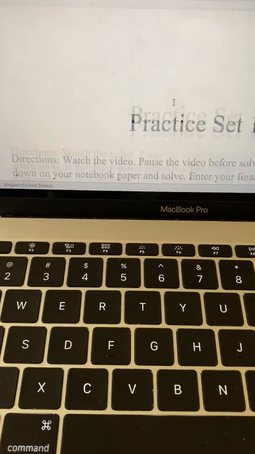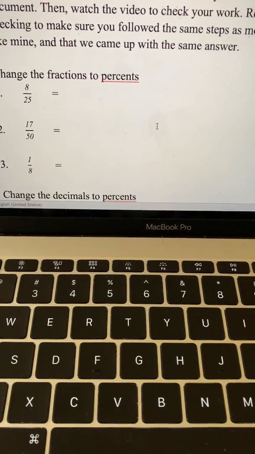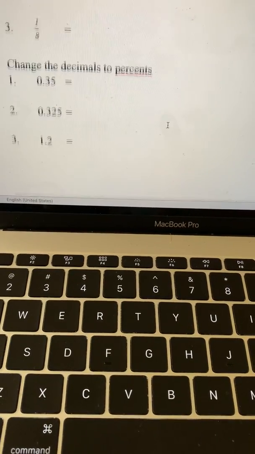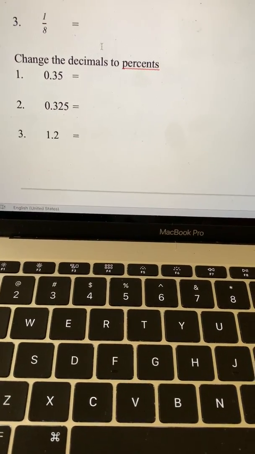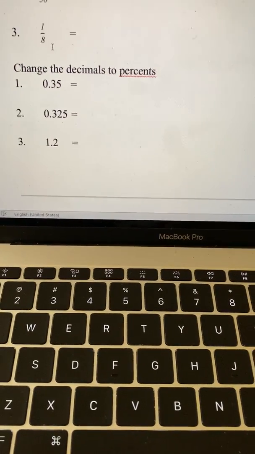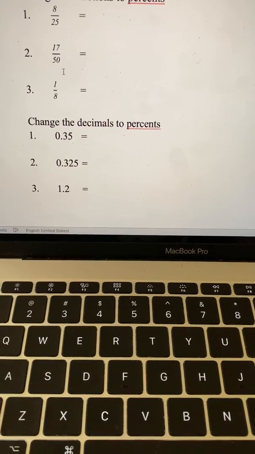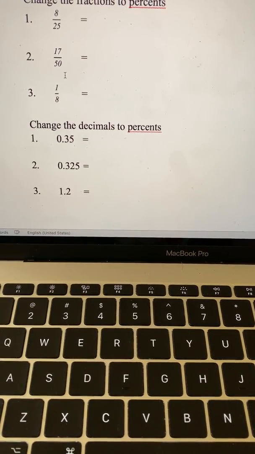Alrighty, for your practice today, again, you have a problem set. The first thing you're doing is changing fractions to percents. Then you're changing decimals to percents. I can tell you that this one is going to be your trickiest one, 1/8. That's what you'll want to spend the most time on. Go ahead and pause this video right now, solve these questions, and come back to check your answers.